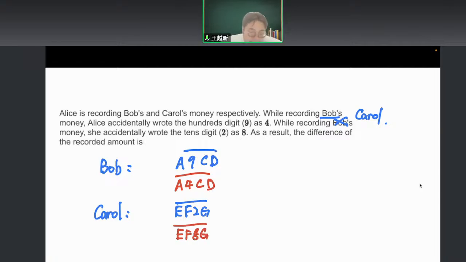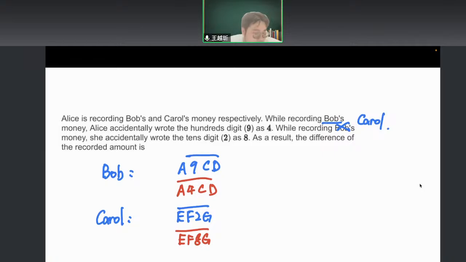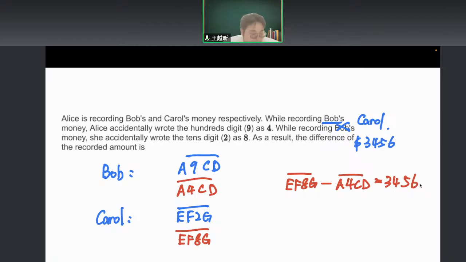Also, we know the difference of the wrong ones. The difference of the wrong ones is 3, 4, 5, 6, right? So we know E, F, 8, G, I need to use the pen. So E, F, 8, G minus A, 4, C, D should equal 3, 4, 5, 6, right? And we need to calculate E, F, 2, G minus A, 9, C, D equals what?